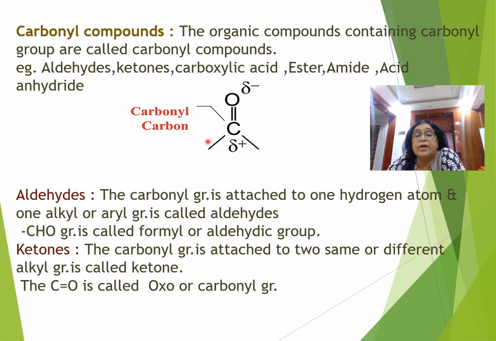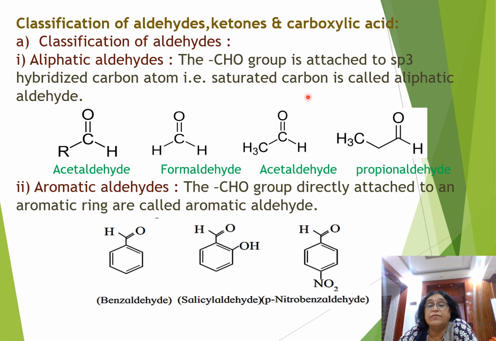Okay. In aldehyde, what happens? One side you have H and on the other side you have an alkyl group or aryl group. But in ketones, you have alkyl or aryl groups on both sides. You don't have hydrogen here. So the functional group formula for aldehyde becomes dash CHO and the functional group for ketone becomes dash C double bond O dash. C double bond O is called an oxo group or a carbonyl group. Okay. Clear?